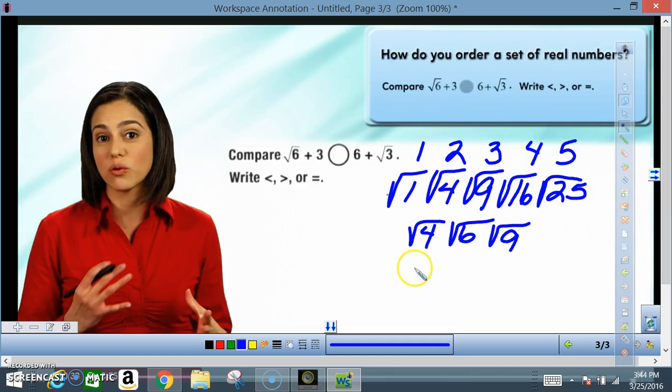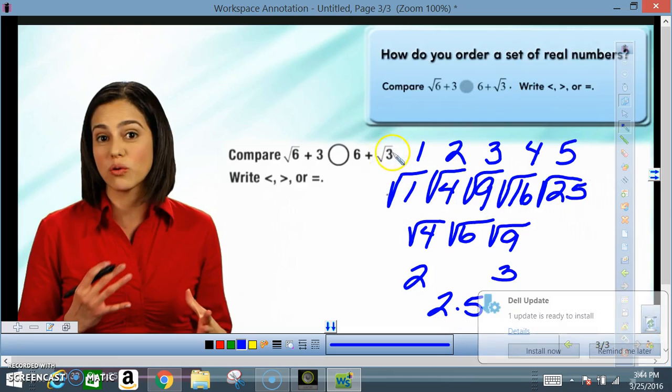Now what's the square root of 4? 2. What's the square root of 9? 3. So the square root of 6 is going to be halfway between 2 and 3, which is 2.5. All right, now you can use that same list to determine the square root of 3.